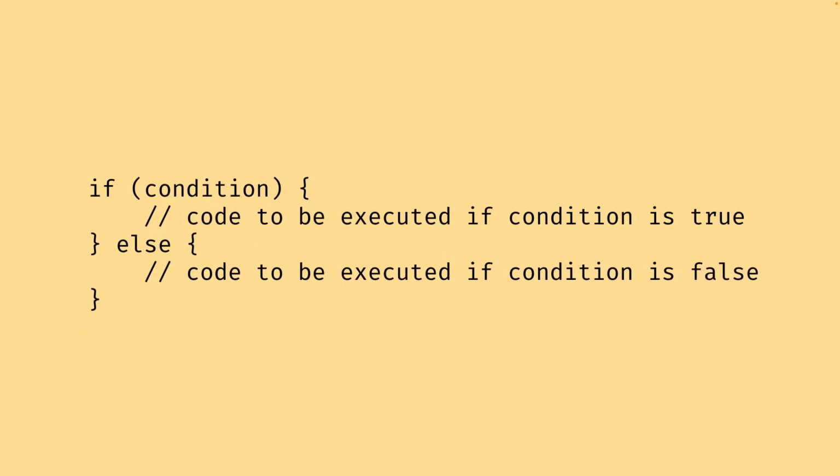You can also use an else statement to specify a block of code to be executed if the condition is false. Here's the syntax on the slide. First, the code will evaluate the if condition. If that's true, it's going to do whatever block is specified for if. If the condition is false, it's going to do the else block.